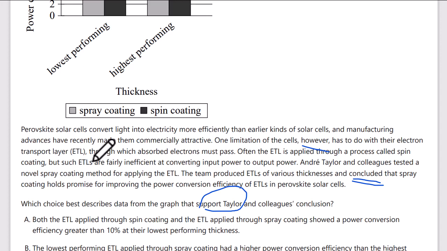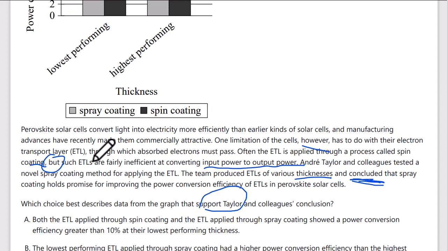Okay. Often the ETL is applied through a process called spin coating, but ETLs are fairly inefficient at converting input power to output power. Andre Taylor and colleagues tested a novel spray method for applying the ETL. The team produced ETLs of various thickness and concluded that spray coating holds promise for improving the power conversion efficiency of ETLs in perovskite solar cells.